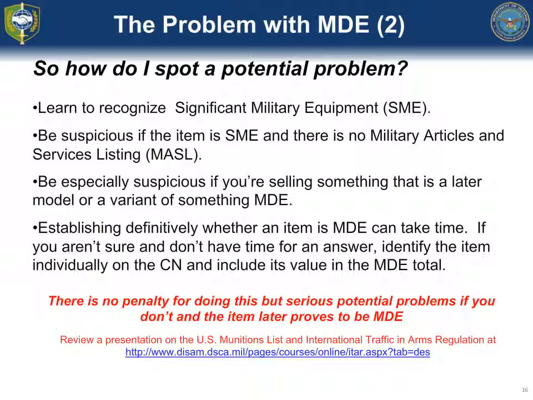And if you aren't sure and don't have time for an answer, identify the item individually on the CN as you would if it were MDE and include its value in the MDE total. There's no penalty for you doing this, but there are serious potential problems if you don't and the item later proves to be MDE. You can review a presentation, a learning guide on this issue on the DISAM website that talks in more detail about the ITAR and development of MASLs as a result through the link at the bottom of this slide.